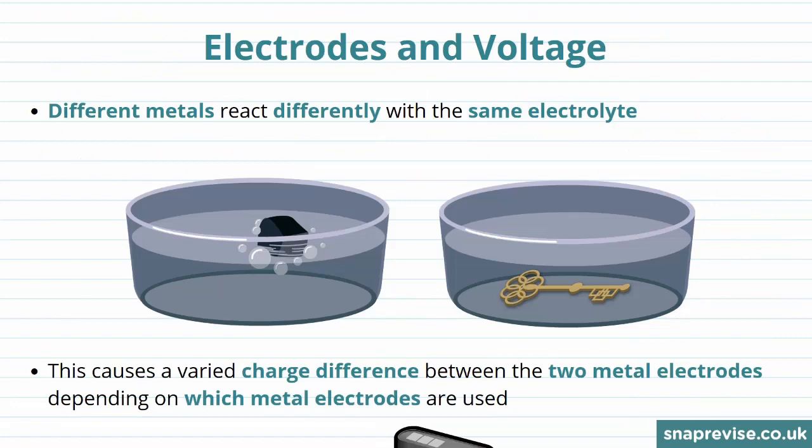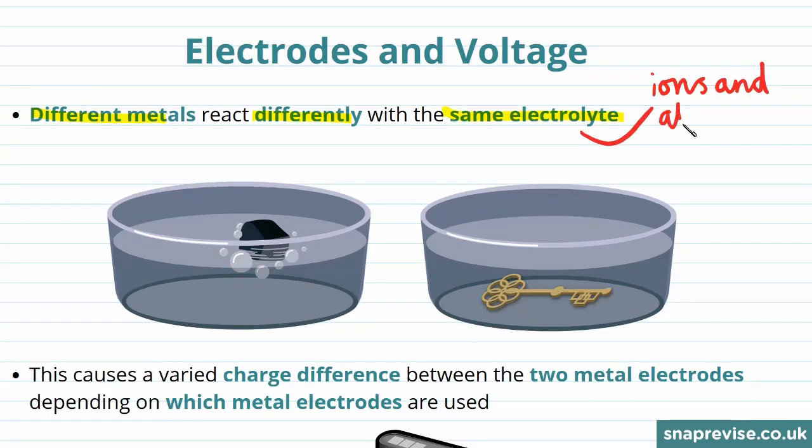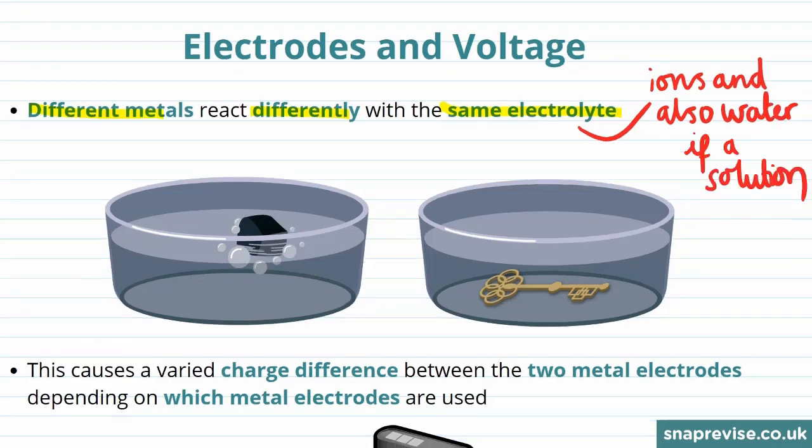An electrolyte is an ionic compound that's either a liquid or in solution. As a result, different metals will react differently with the same electrolyte. The electrolyte contains ions and also water if it's a solution. Therefore, the nature of the ions in the electrolyte and the nature of the metal will determine what reaction there is between the metal and the electrolyte, or the electrodes and the electrolyte.